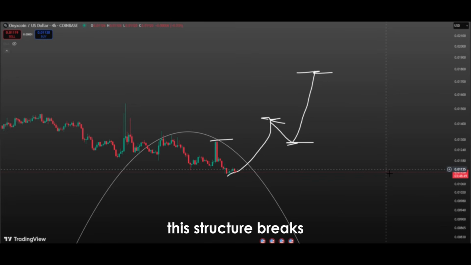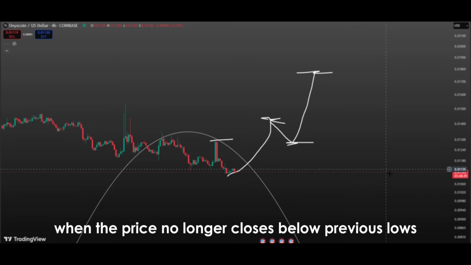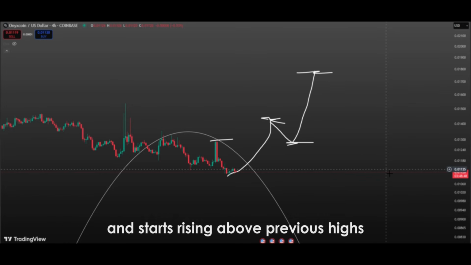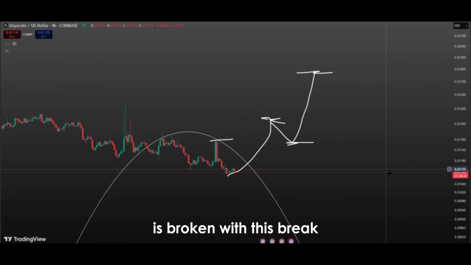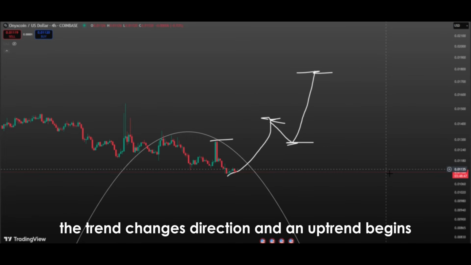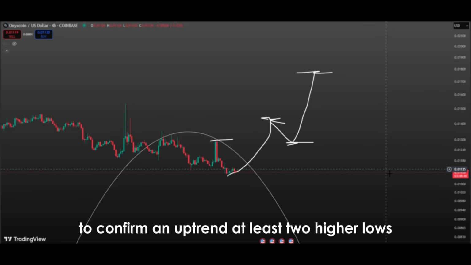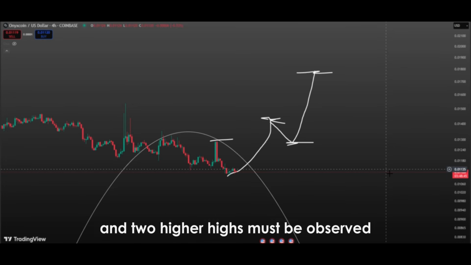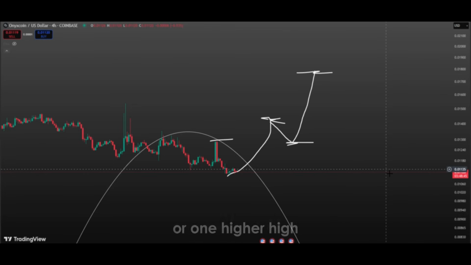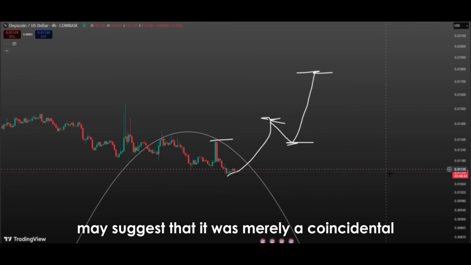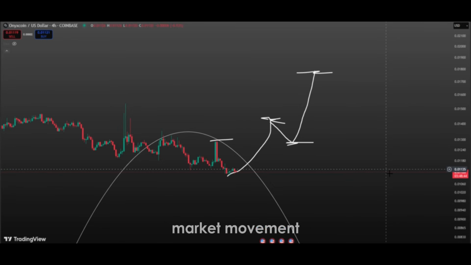However, when this structure breaks, when the price no longer closes below previous lows and starts rising above previous highs, the seller's strength is broken. With this break, the trend changes direction and an uptrend begins. To confirm an uptrend, at least 2 higher lows and 2 higher highs must be observed. Seeing just 1 higher low or 1 higher high may suggest that it was merely a coincidental market movement.